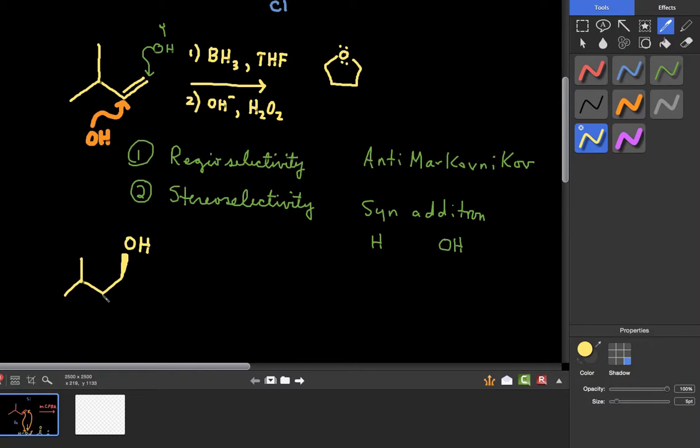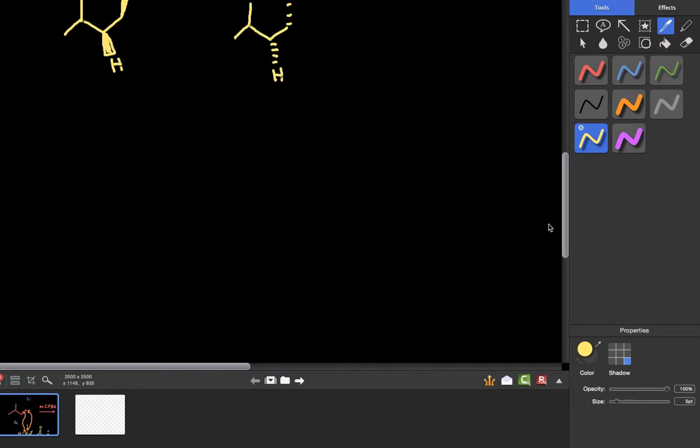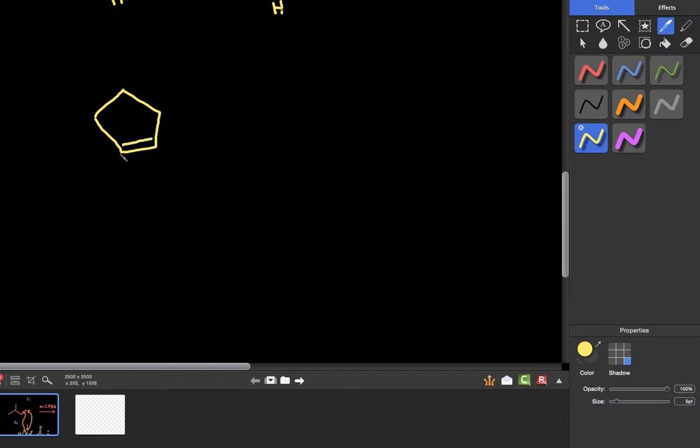Because if the OH comes out, then the H that goes onto the secondary carbon also comes out. If the OH goes in, likewise the H goes in. Better yet, let's look at a cyclic starting material that's unsymmetrical. So this would be a classic way that this would be asked on an ACS final exam. Number one, the OH is going to become attached to this carbon because it is the less substituted carbon.